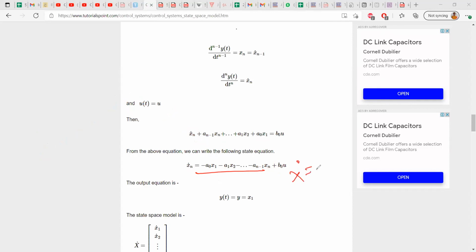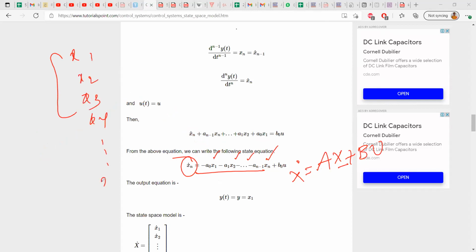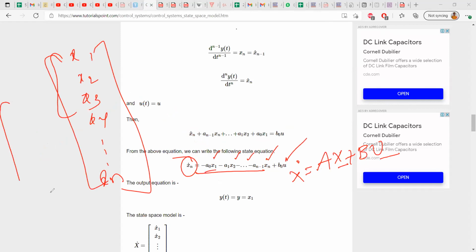x dot equal to ax plus bu. If you observe, x dot means xn dot, x means x1, x2, x3, x4 up to xn, then u, and these are the coefficients in the A matrix: minus a0, minus a1, up to minus a n minus 1, and b0. x1, x2 and so on are the state vector and x dot n is the differential state vector.